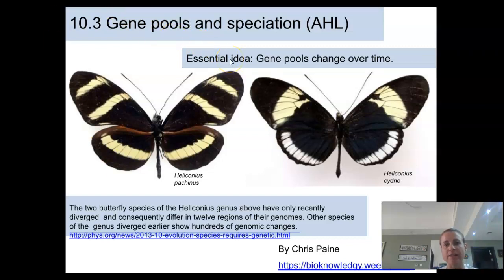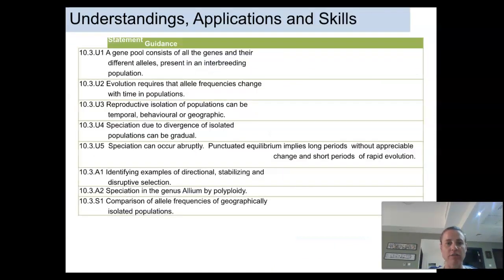The essential idea with this is that gene pools change over time and therefore you get new species. An example here, we've got two butterfly species, Heliconius genus above, and they've only recently diverged, and consequently differ in 12 regions of their genome. Those 12 regions are going to mean that they might have a different chromosome number and therefore they can't interbreed anymore. Other species of the genus diverged earlier and they've got more genomic changes.